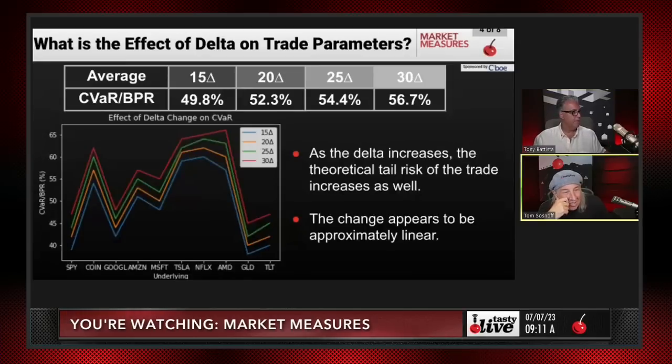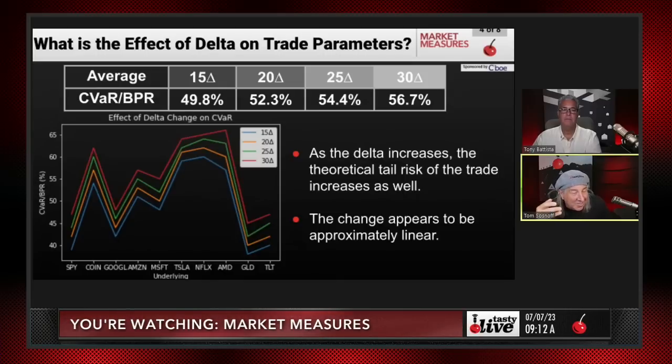So on this slide, we looked at the same thing, the same 15, 20, 25, and 30 delta strangles. But this time we looked at CVaR and buying power reduction. Basically, CVaR being your tail risk and buying power reduction being a way to measure how much risk you're taking. And what you see here is that as the delta increases, again, these are all theoretical, the theoretical tail risk of the trades increases as well. Obviously, you're going to have less risk the further out you go, and you're going to have more risk the closer you are to at the money.